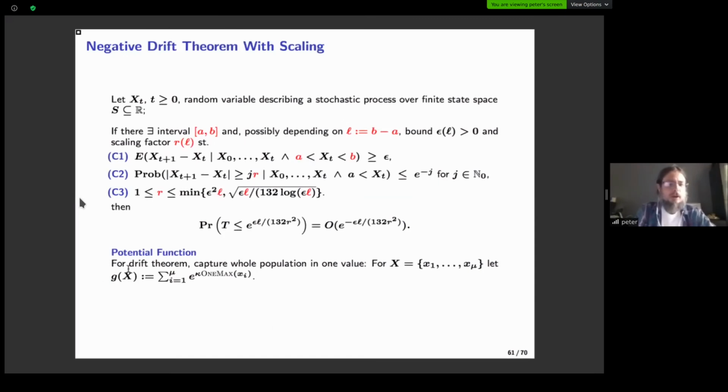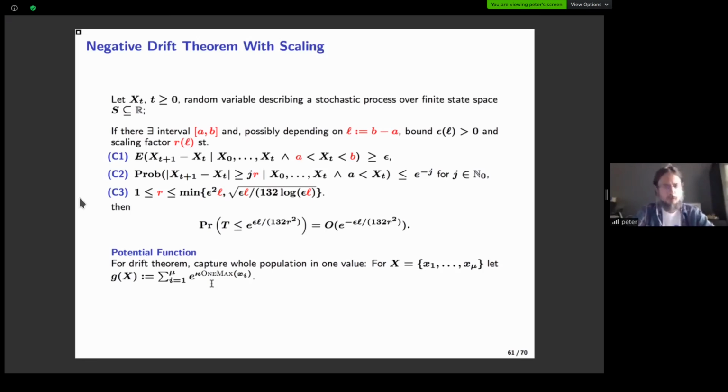So we use an exponential potential function that sums the fitness functions of each individual using this exponential scaling factor here. So the function focuses on the top of the population, on the best individuals.